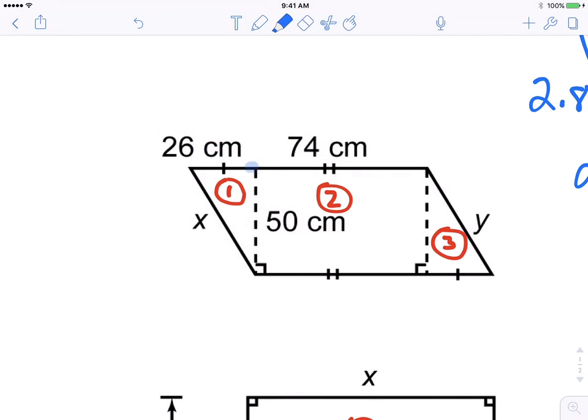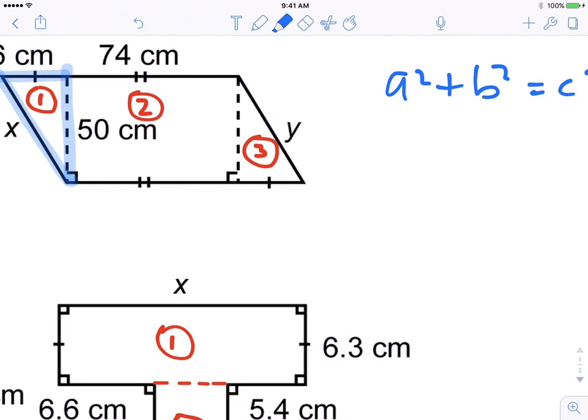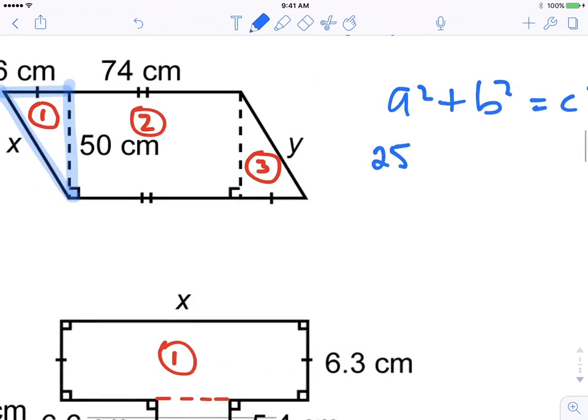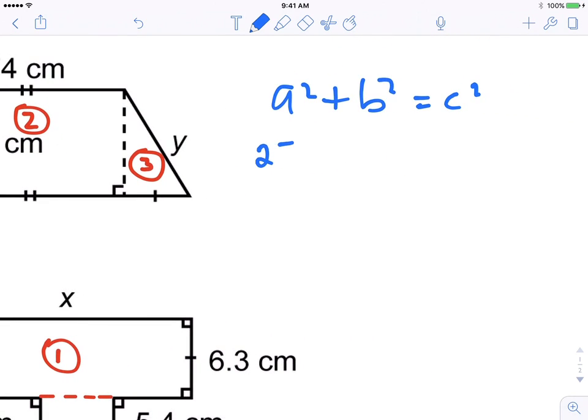All right, here we go. So if I want to find the length of the side x of that triangle, I know the base is 26 and the height is 50. So when I'm using the Pythagorean theorem, I'm going to write 26 and 50. 26 squared plus 50 squared equals c squared, or in this case, we know it's x squared.